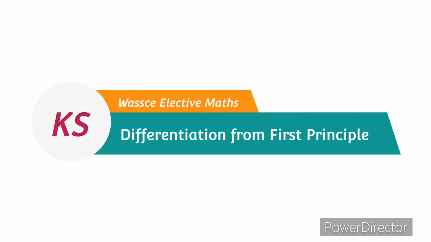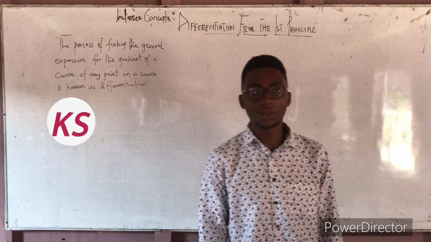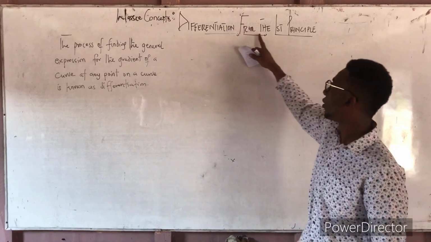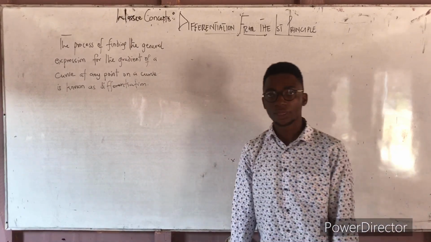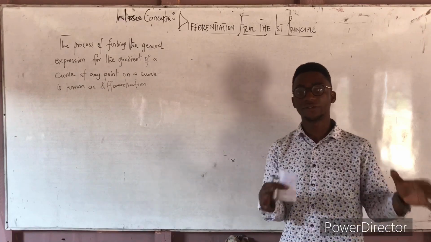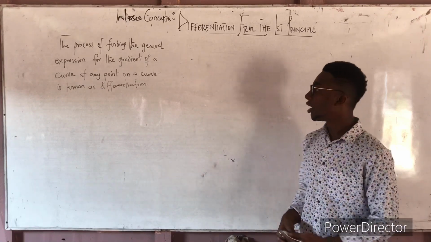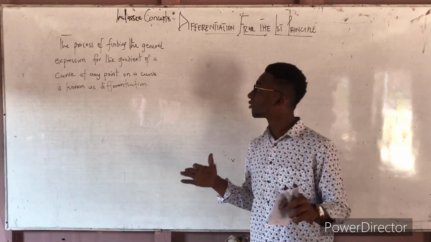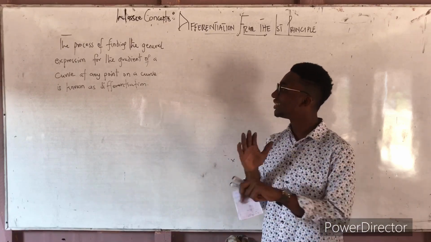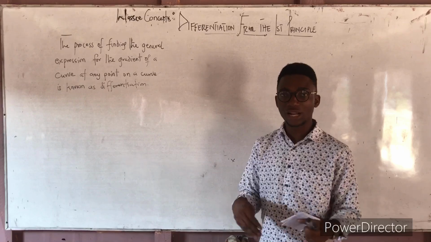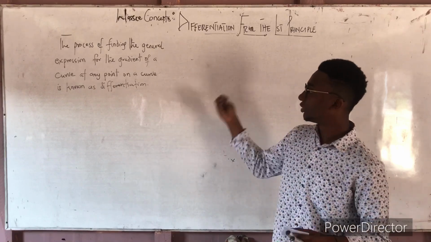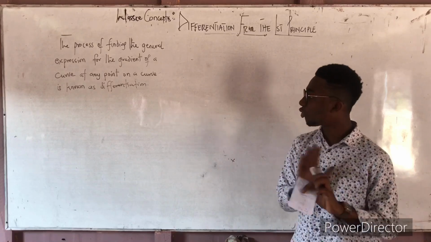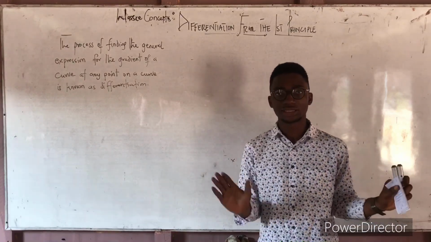Differentiation from first principle. Okay, so with respect to WASSCE concept, today we'll be looking at differentiation from the first principle. The process of finding the general expression for the gradient of a curve at any point on the curve is known as differentiation. The process of finding the general expression for the gradient of a curve at any point on the curve is known as what?